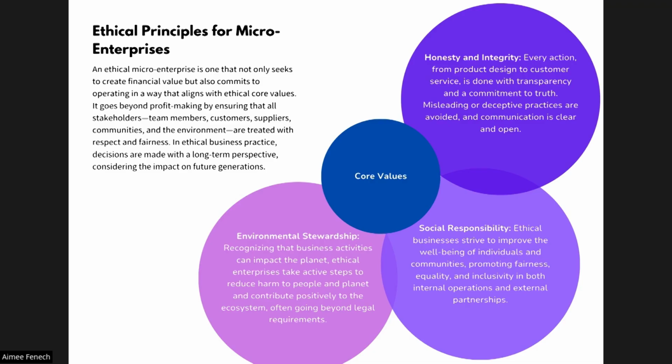And the third core value is environmental stewardship. Obviously, this is Permaculture CoLab. We are centered around the permaculture ethics, one of which is care for the planet. So we recognize that business activities can impact the planet, and we want to make sure that we are taking active steps to reduce harm to people and planet and contribute positively to the ecosystem. And this usually goes beyond legal requirements.